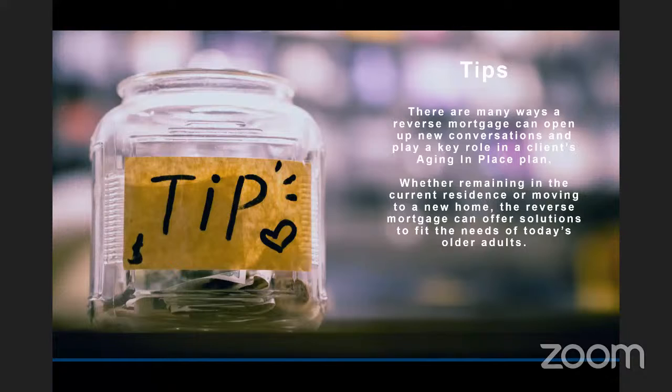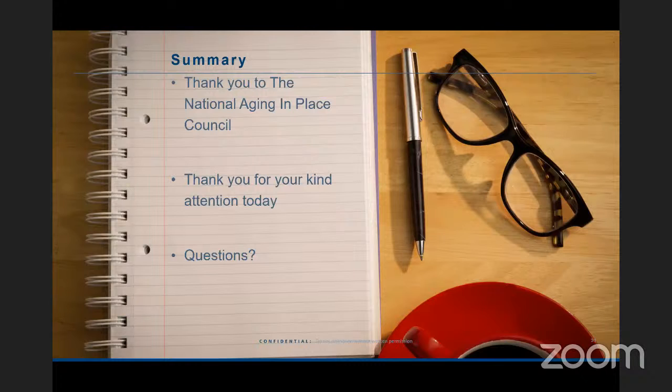And just as some final thoughts, there are many ways that the reverse mortgage can open up a new conversation and play a key role in a client's aging in place plan. Whether remaining in the current residence or moving to a new home, the reverse mortgage can offer solutions to fit the needs of today's older adult. And I want to thank everyone for their kind attention today.